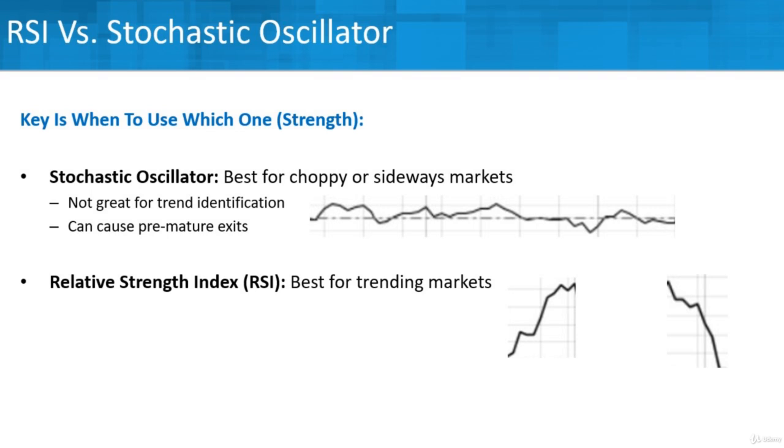But I would say certainly if you've got a market that's really trending strongly, or trending and you're working a trend, I would definitely tend to rely on that RSI. The stochastic oscillator can give you false signals in those trending areas. So really the big takeaway from this is, if it's a strong trend either way, use the RSI.